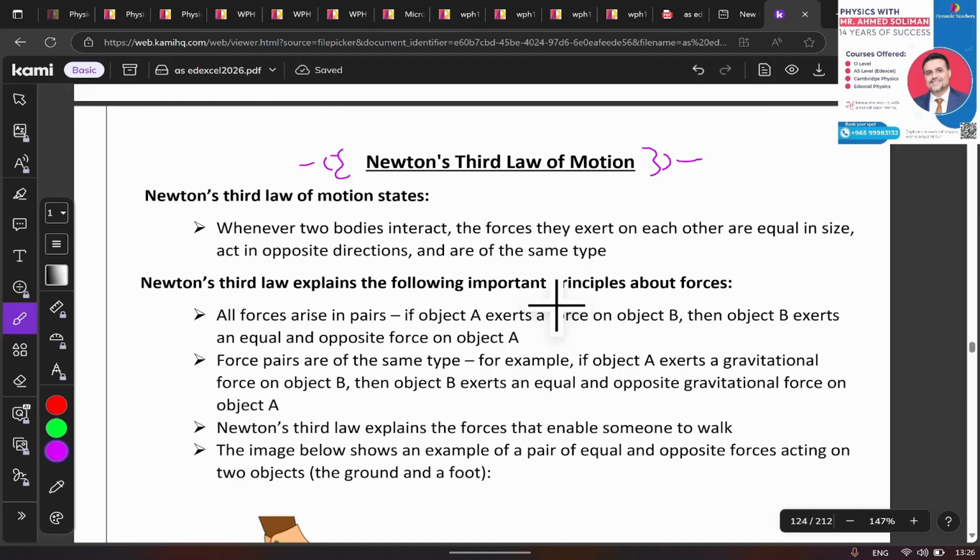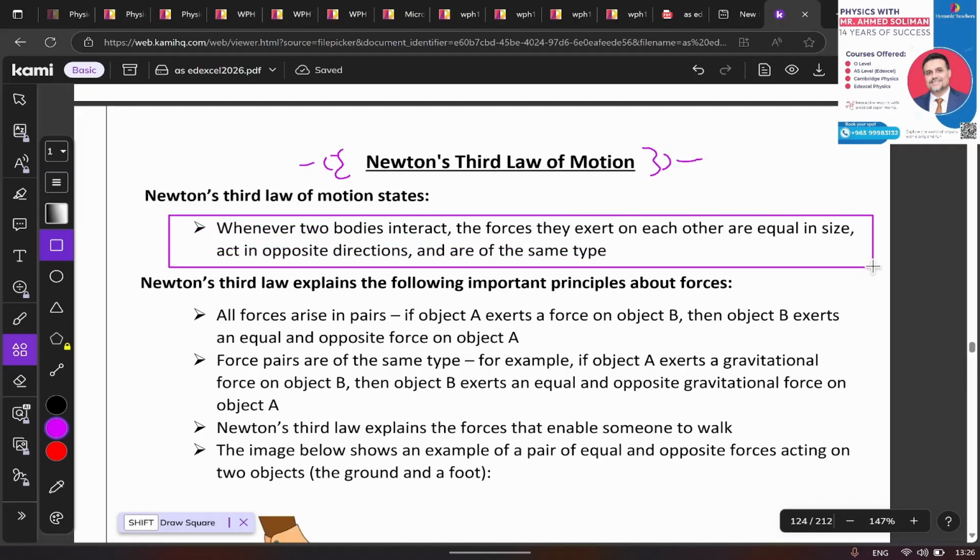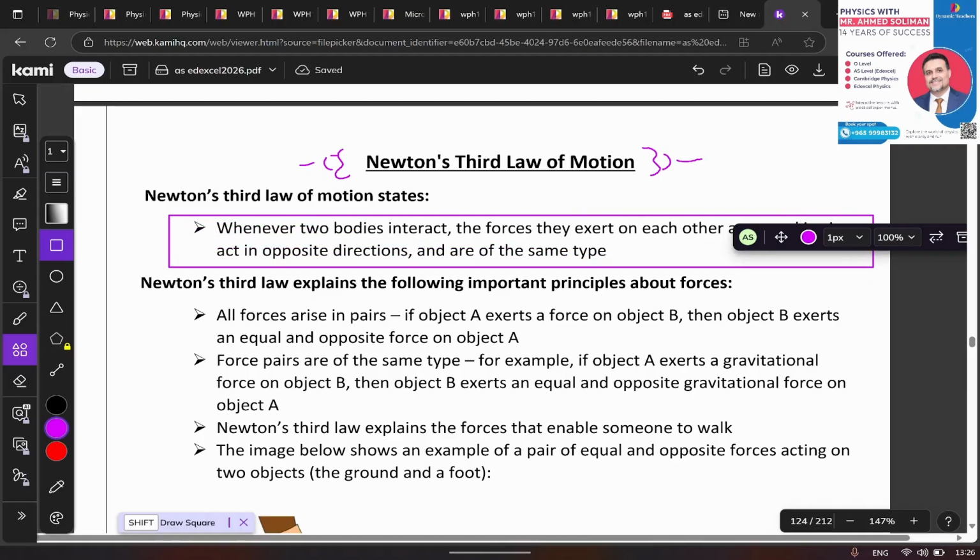Who can tell me what Newton's third law states? When two bodies interact, the forces they exert on each other are equal in size, act in opposite directions, and at the same time.